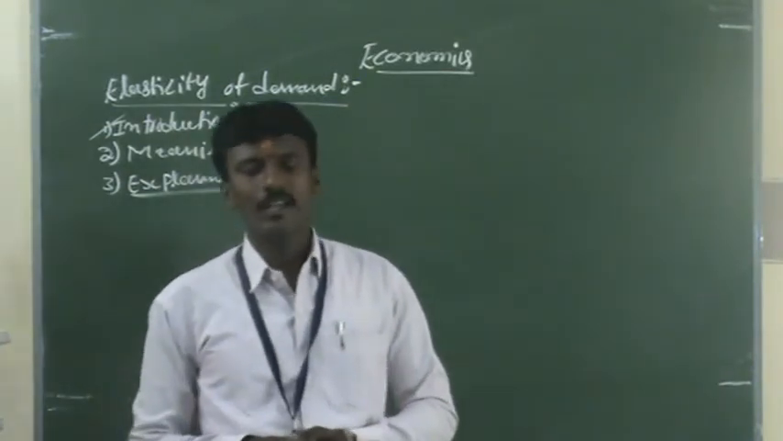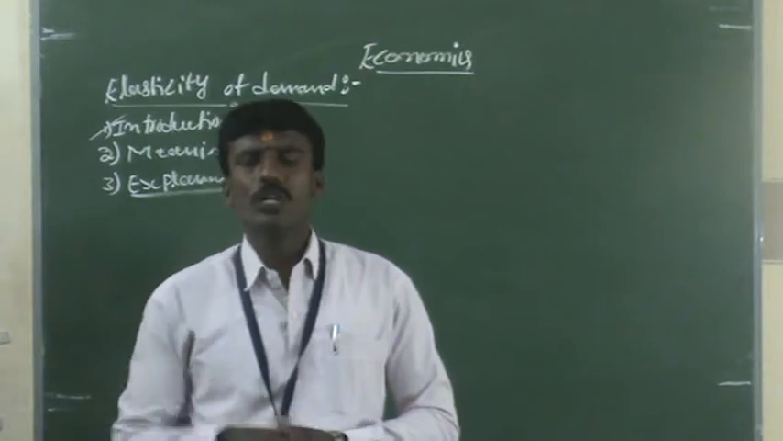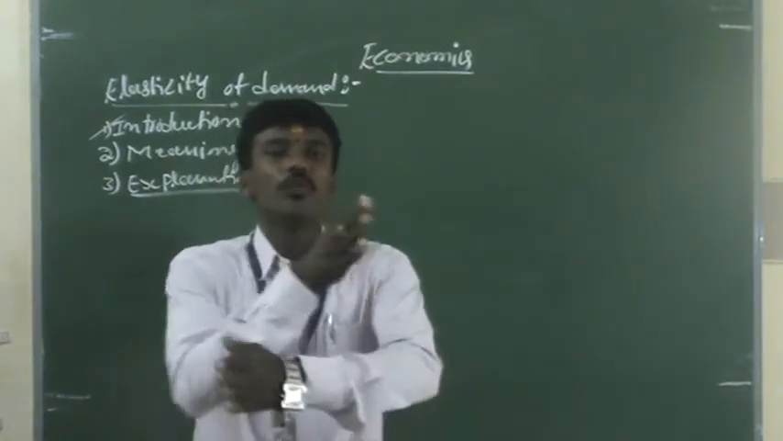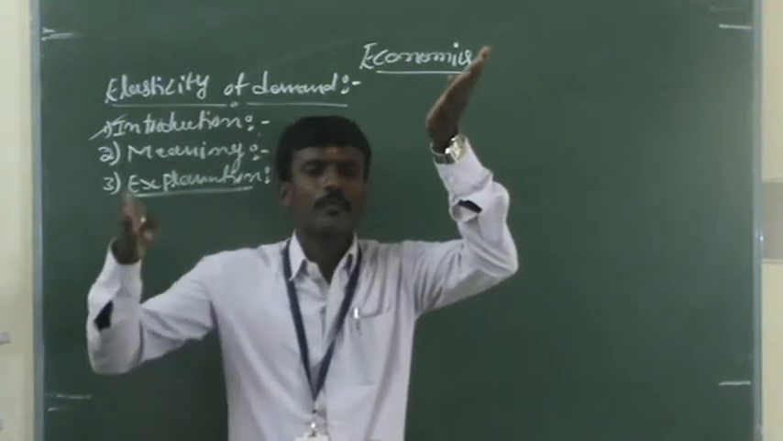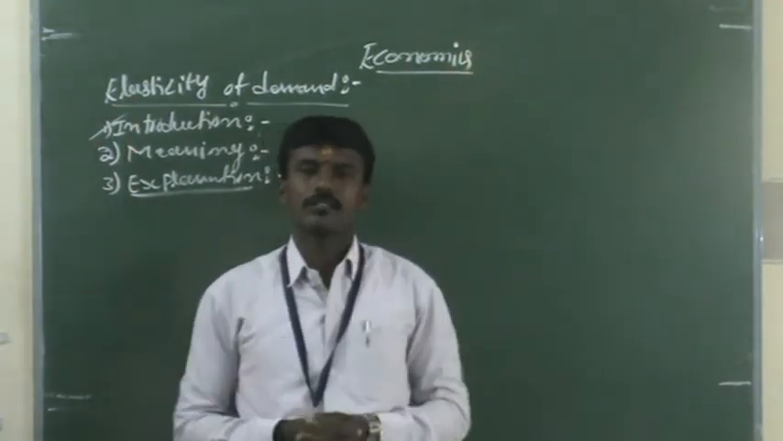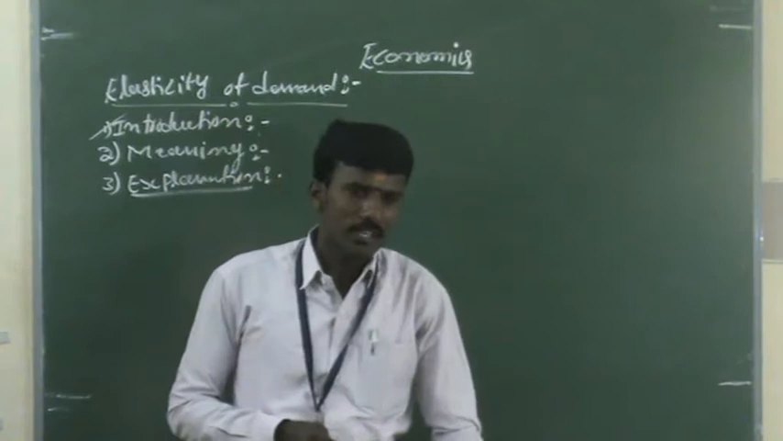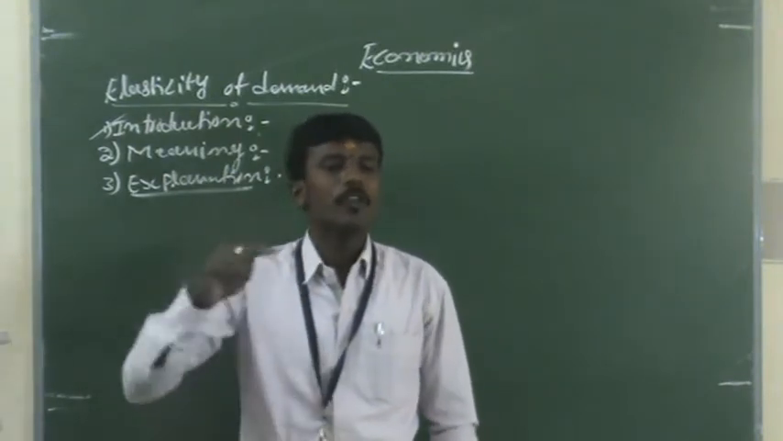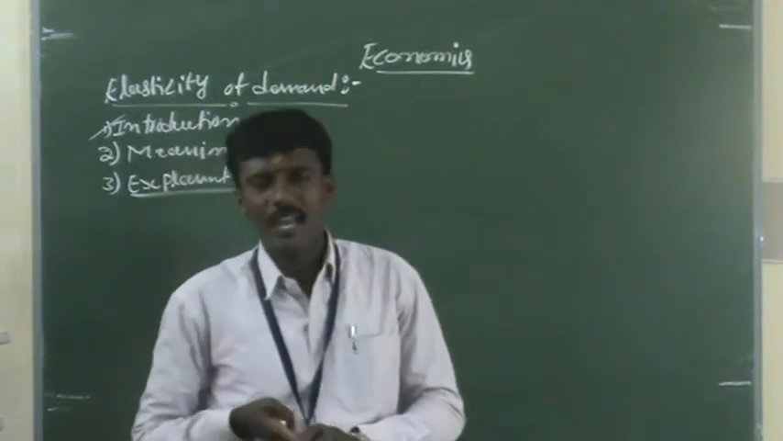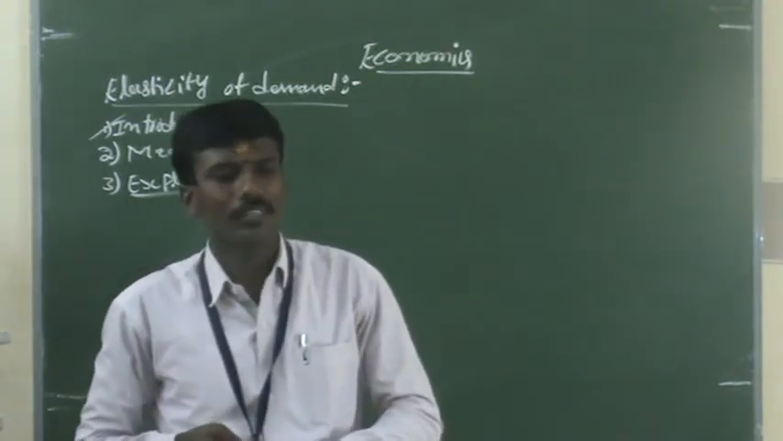When the price increases, the quantity of demand for that good decreases, and when the price decreases, automatically the demand for the commodity increases. That is what I am saying: the price and the demand move in the opposite direction.